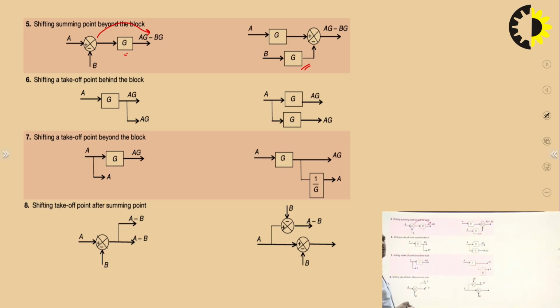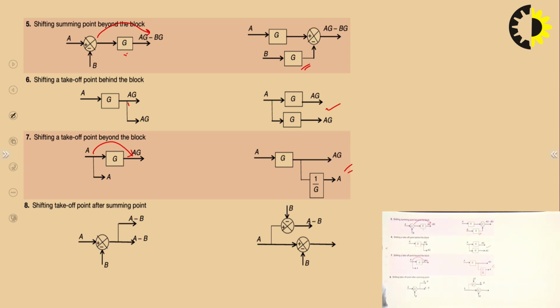Now for shifting the takeoff point behind the block, so this is your block and you are moving this point behind the block. So what happens if you are doing this? Basically here you can see the unity feedback is connected, unity gain is connected, so it will get multiplied by G. So you can see this thing. Okay, so again you are getting the same output. And shifting a takeoff point beyond the block. So if we are shifting this takeoff point beyond the block, then this feedback path will get divided by G, that is multiplied by 1 by G. So you can see you are again getting the same thing.